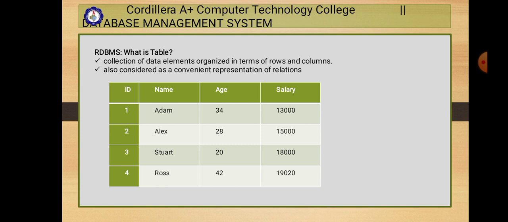So we have here the example. As you can see there, it contains ID, name, age, and salary. So that is an example of a table. What you see inside, the 1, 2, 3, 4, we have Adam, Alex, Stuart, Ross. Those are the data stored in our table. So, next we have tuple.